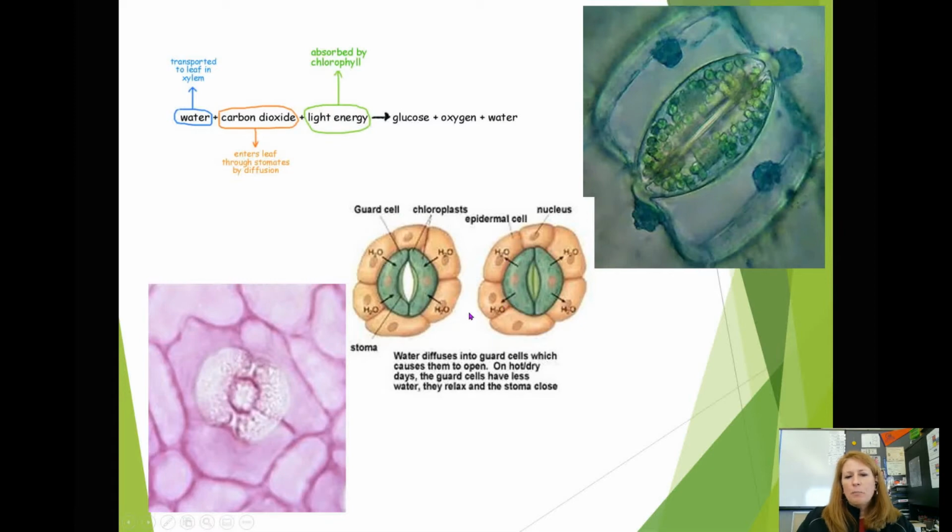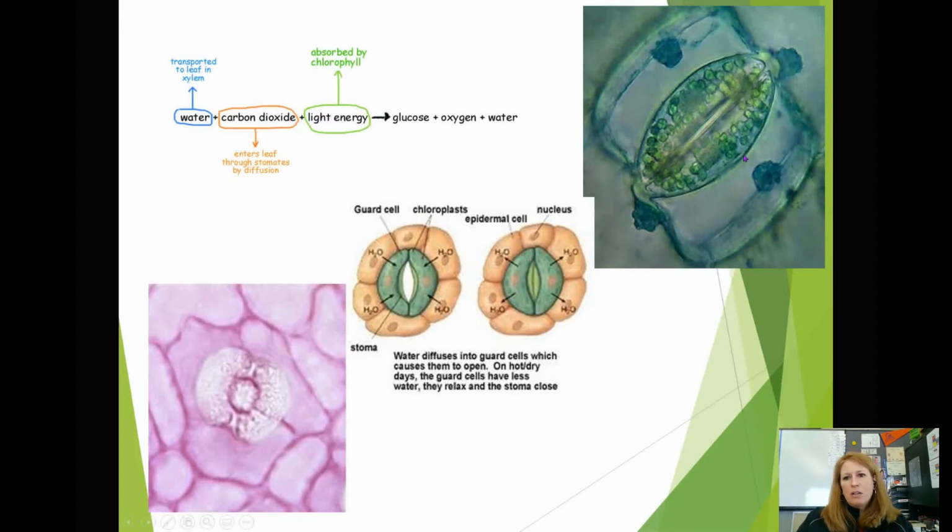It seems a little backwards, but when water comes into the guard cells, it's going to make them really rigid. And when it makes them rigid, if you hold your hands really tight, it's going to make it open. And when it relaxes, it softens up, water goes out, then it's going to loosen up, and then it's going to close. So if it's tight, it's going to open. If it relaxes, it's going to close. That is how you can remember that. So water moving in or out.